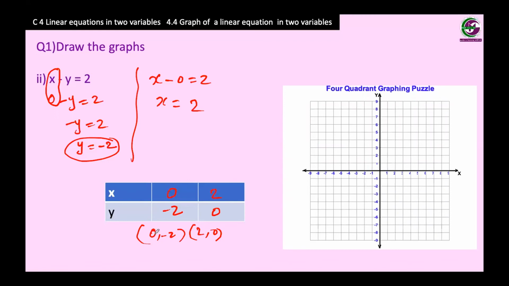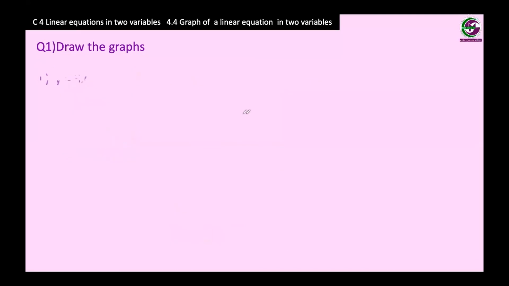So let's mark on the x-axis from 0, 2 steps down. This is the first point. On the x-axis, go to 2 and stay there. That's the point. And that is your line passing through the given points, which will mark the graph of x minus y is equal to 2. Let's move on to question 3.